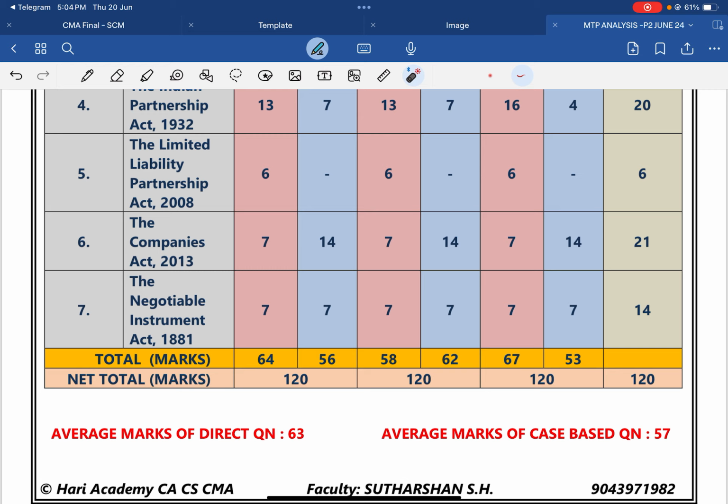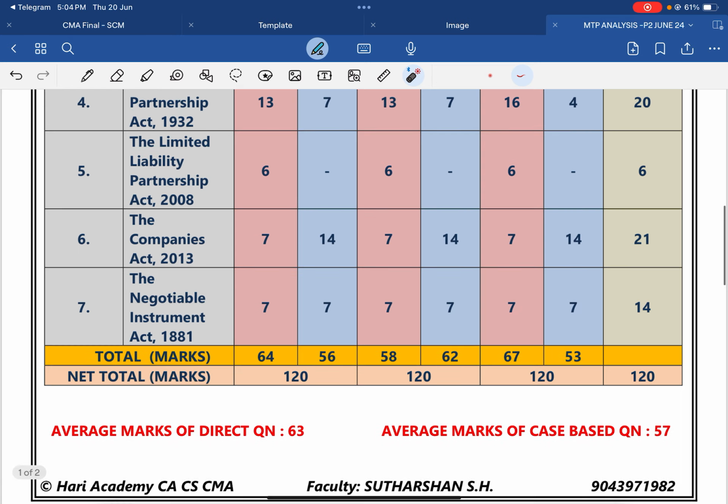Then come to chapter number 7, Negotiable Instruments Act. Surely one direct question or 2 direct questions, 4 plus 3 or 3 plus 4, and then one case based question. They may ask you for 7 marks, they may ask you for 6 marks, it can fluctuate. So there are 14 marks. This is also an easier thing, Negotiable Instruments Act.